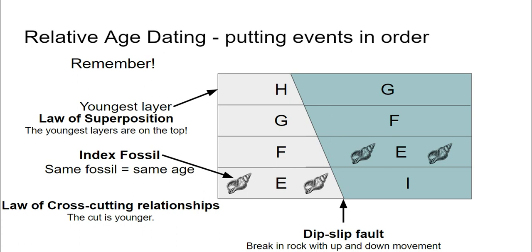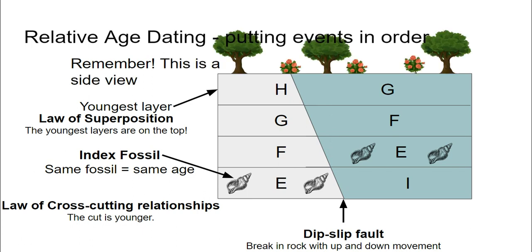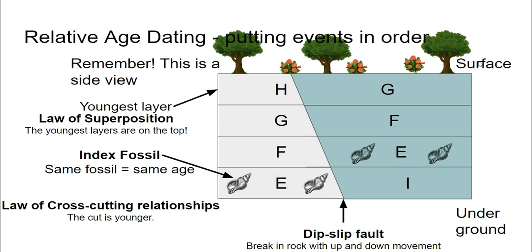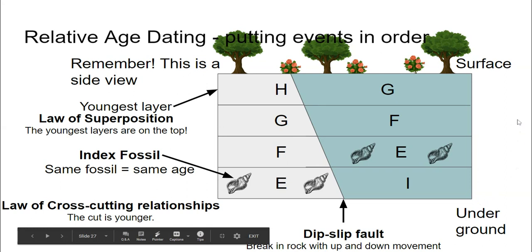Remember, when you're looking at these cross sections, that it's a cross section. That means it's a side view. That means that you're not looking at it from left to right or up and down or north and south. You're looking at this from the top, from the surface to deep underground. It's a side view. It is a cross section.